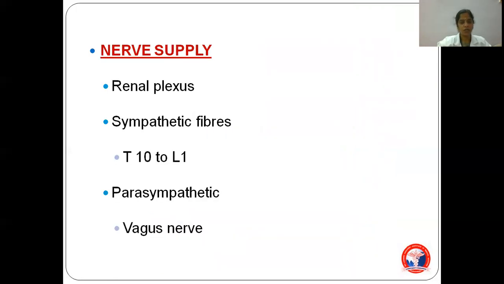Now the nerve supply. The kidney is supplied by the renal plexus, so it is under the control of the autonomic nervous system. You know the autonomic nervous system consists of sympathetic fibers and parasympathetic fibers. The sympathetic fibers supplying the kidney arise from the T10 to L1 segments. Parasympathetic fibers arise from the vagus nerve. So the kidney is supplied by the renal plexus, formed by sympathetic and parasympathetic nerve fibers.